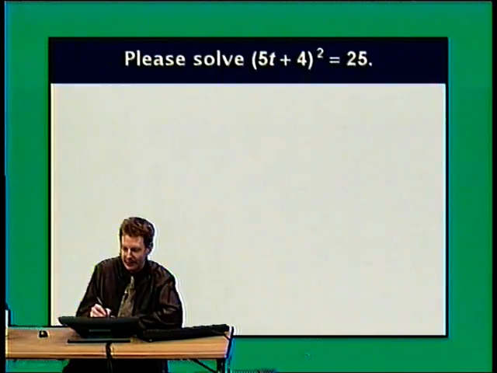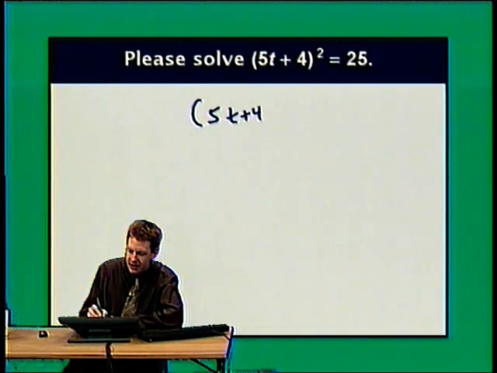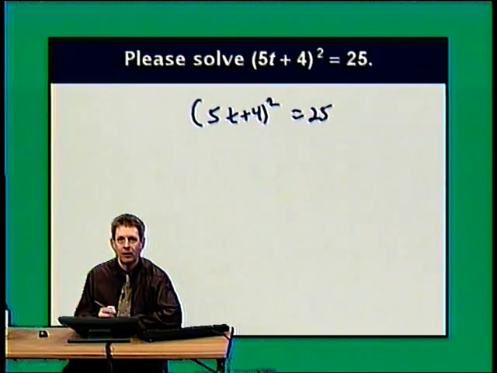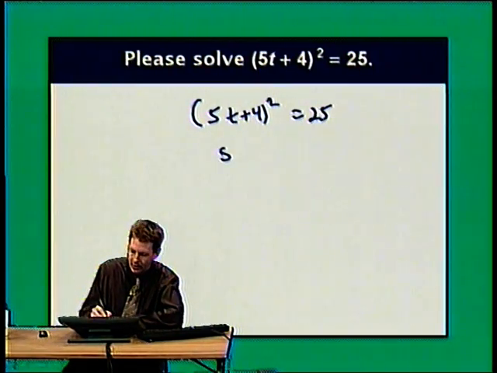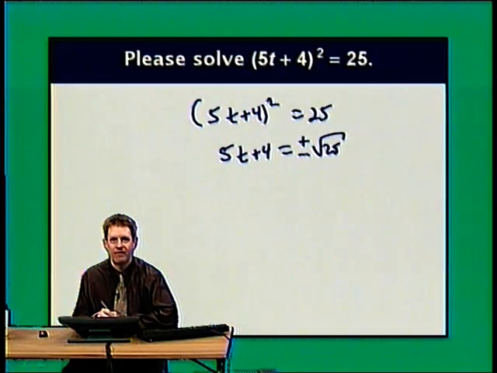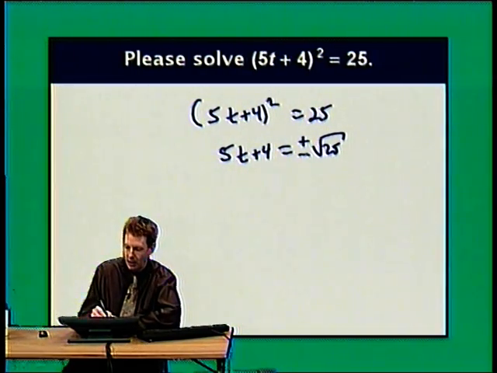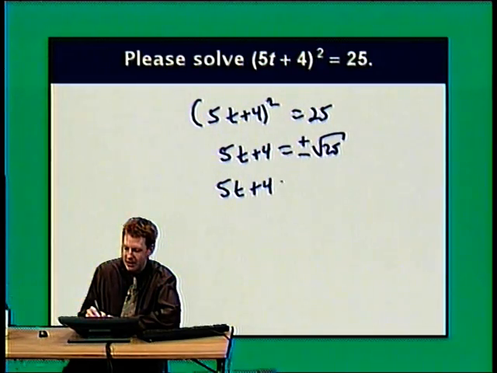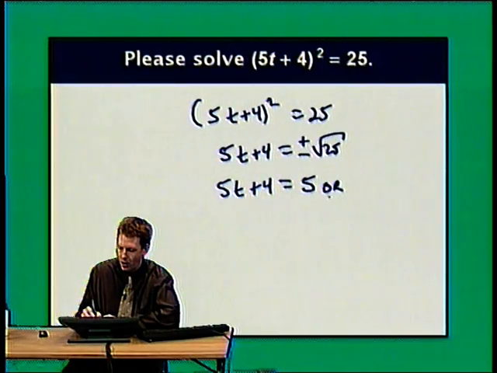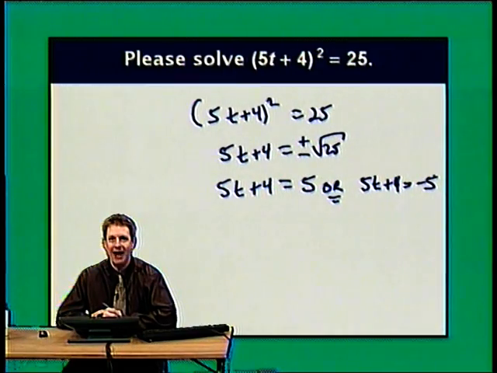Let's solve this equation. The quantity 5t plus 4, when it's squared, results in 25. Well, there's two ways that can happen. 5t plus 4 can be the square root of 25, or negative the square root of 25. That's called the square root property. So I have two equations. 5t plus 4 is 5, because 5 is the square root of 25, or 5t plus 4 is negative 5, because negative 5 is the negative square root of 25.